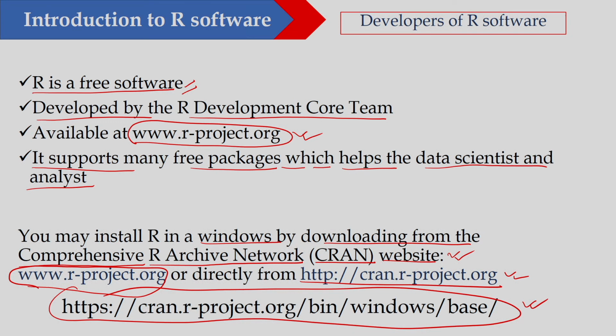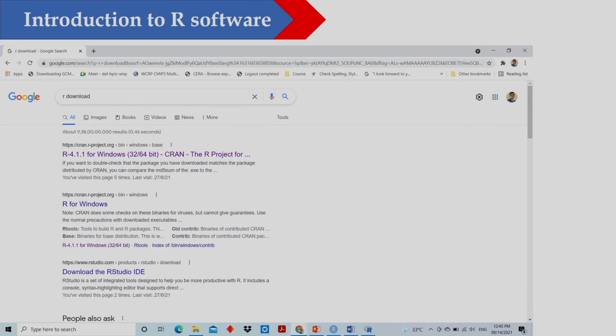Today I will show you how you can download this on a Windows platform, but if you are using Mac or Unix, then also you can install it. The free version of R can be installed on a Unix system as well as on your MacBook. Basically, you just search for R download, and Google will show you this.